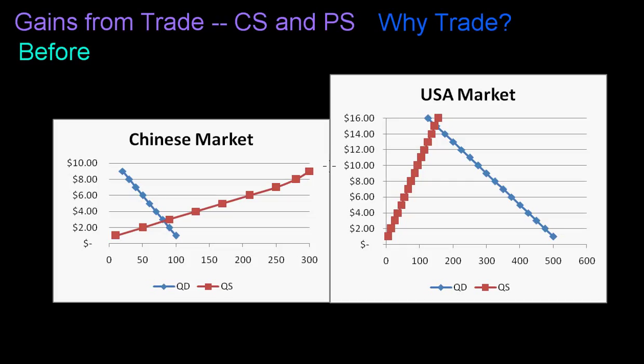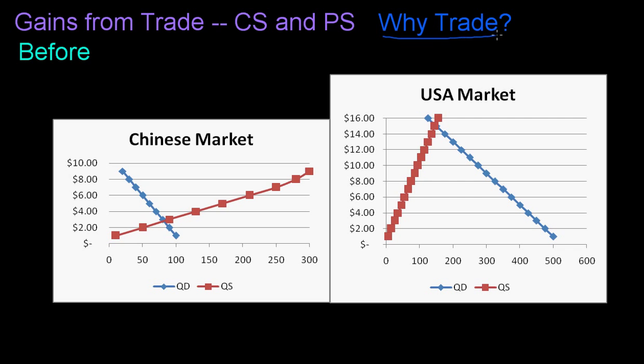So I titled this video Gains from Trade, and then CS stands for Consumer Surplus and PS stands for Producer Surplus. So the title of this is Gains from Trade, Consumer Surplus and Producer Surplus. But the real point of this video is to answer the question, why trade?